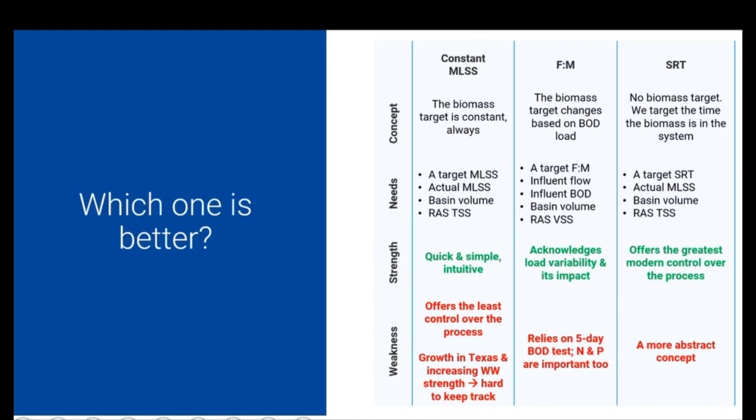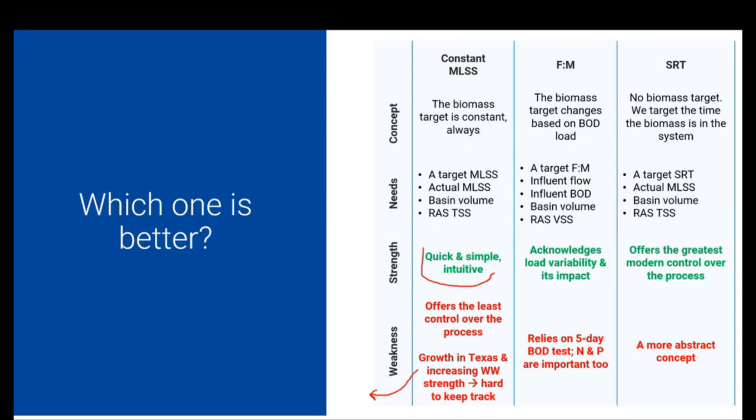When we start looking at what is good and bad about these, if we start with the constant mixed liquor, you can just look at your basic mixed liquor, calculate how much you need to waste down, and monitor it at 3,000 milligrams per liter, for example. Why is this one good? Because it's pretty easy and quick, and you just know that you want to be around 3,000 milligrams per liter. The disadvantage is that it offers the least amount of control over the process, and it doesn't consider growth. It doesn't consider changing load.